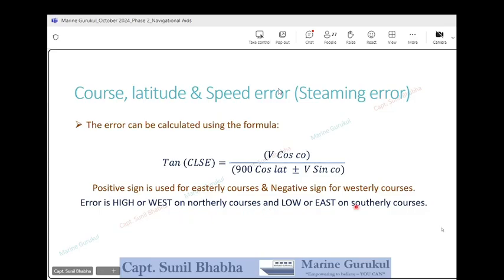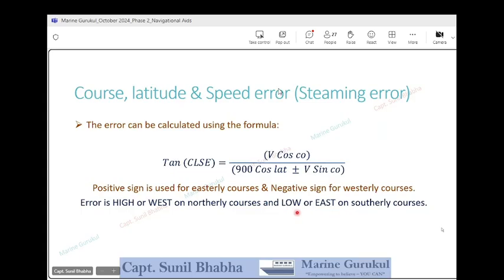Whenever the vessel is moving on a southerly component course, that is a southeasterly course or a southwesterly course, the error is going to be east or low. Again, east and low are interchangeable. We can confirm it from the idiom "error east, compass least." So in case of a southerly component course, the error is going to be easterly or low.